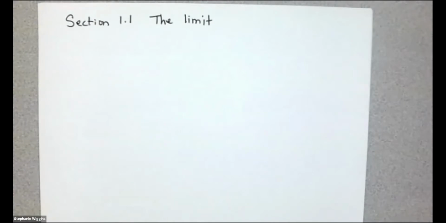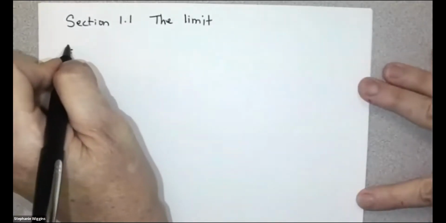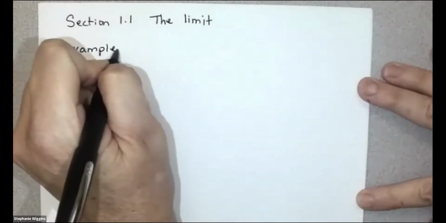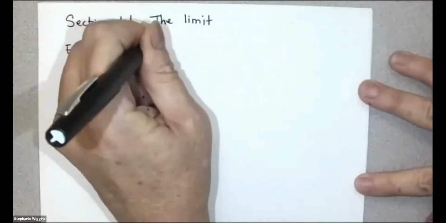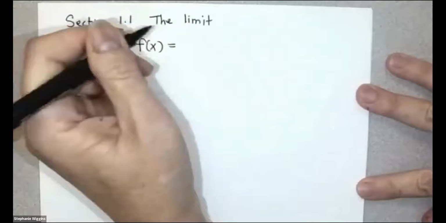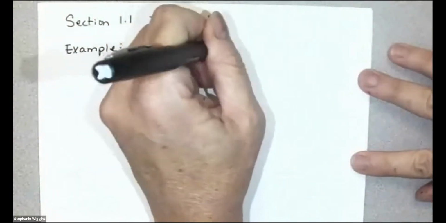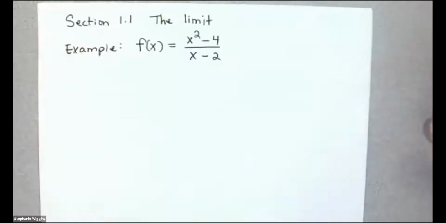And the best way to talk about this is with an example. The actual definition is kind of a little complicated and technical, so I'm going to start with an example and then we'll work from there to get to the definition of a limit. So my example is the function f of x equals (x squared minus 4) over (x minus 2). And let's say that we're interested in function values around the point x equals 2.